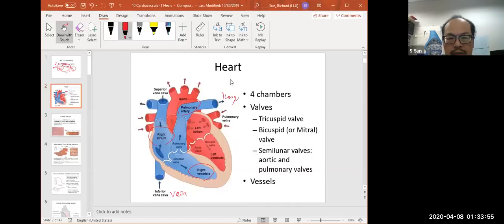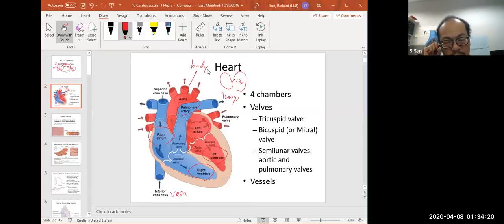From the lung, it receives the oxygen, and then it goes into the pulmonary vein, into the left atrium, then the left ventricle. From the left ventricle, it goes through the aorta, then to the entire body.